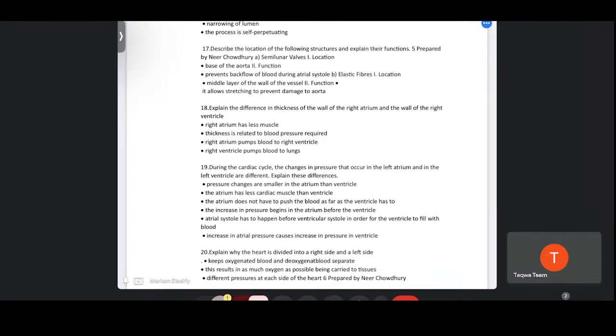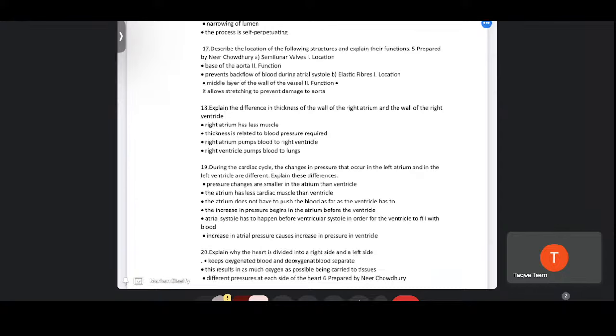Semilunar valves are in the base of the aorta and prevent backflow of blood during atrial systole. Elastic fibers are in the middle layer of the wall of the vessel and allow stretching to prevent damage to the aorta. Explain the difference in thickness of the wall of the right atrium and the wall of the right ventricle.